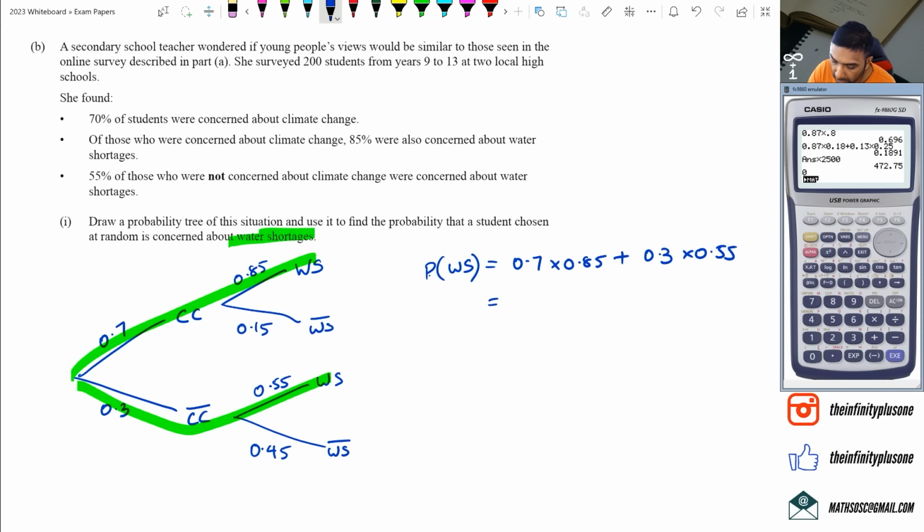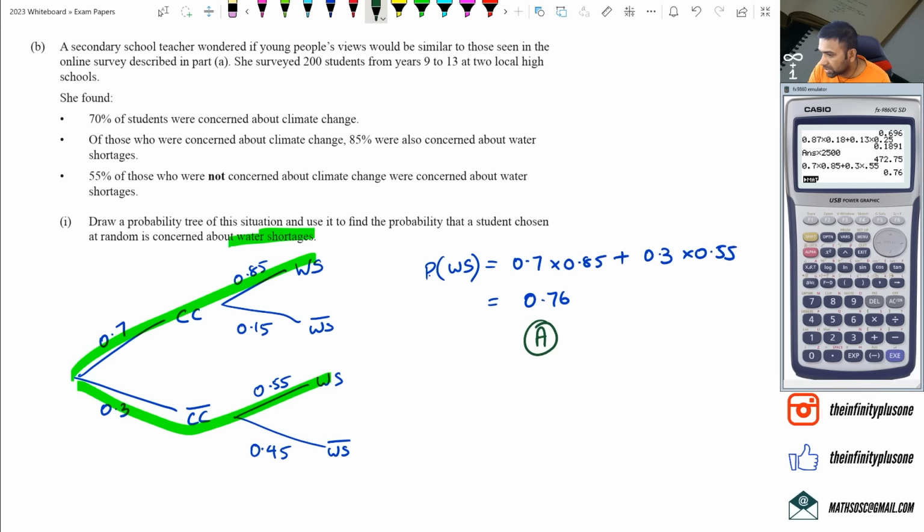So going back to the calculator, 0.7 times 0.85 plus 0.3 times 0.55, and I should get a probability of 0.76. This is worth Achieved. Now they do say that the evidence of a probability tree is not necessary, so you can actually get this without the tree. That's going to give you an Achieved for this question.